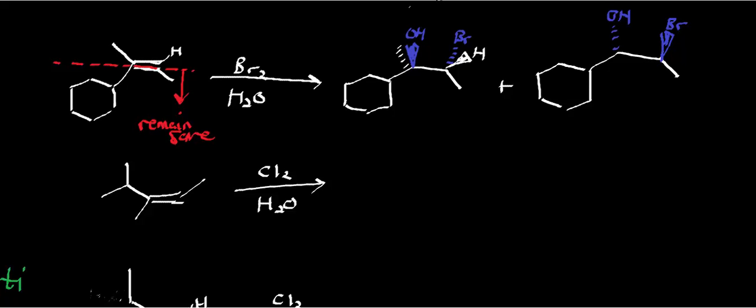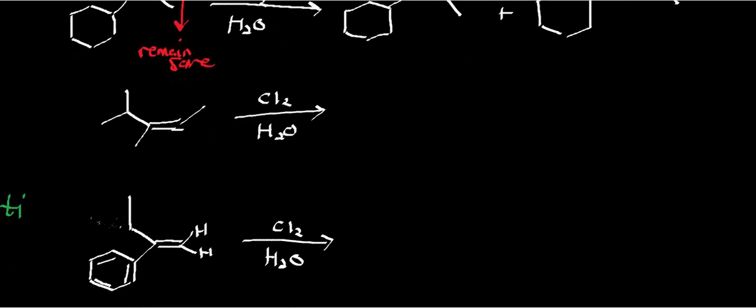Then I'm just going to fill in the remainder. Here I had the methyl on a dash, so now it obviously has to go on a wedge. The hydrogen here was on a wedge, so now it has to go on a dash. Okay? And those are my two products of that reaction. So hopefully that makes sense.